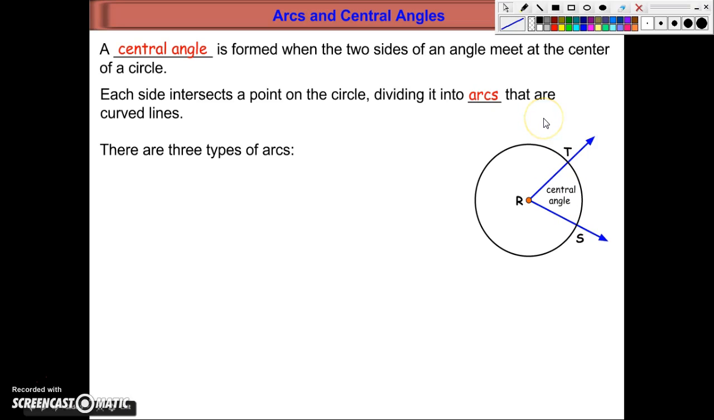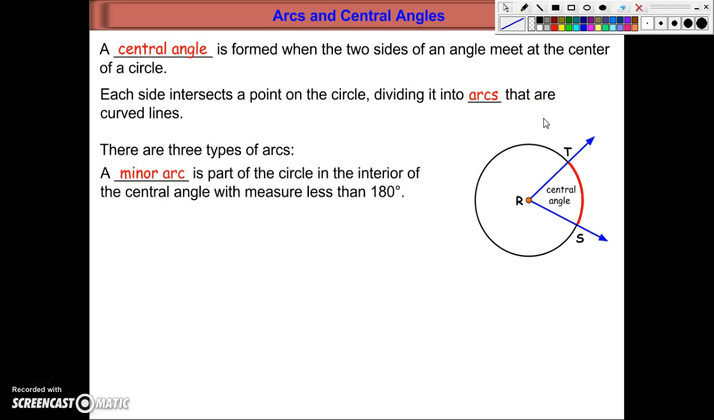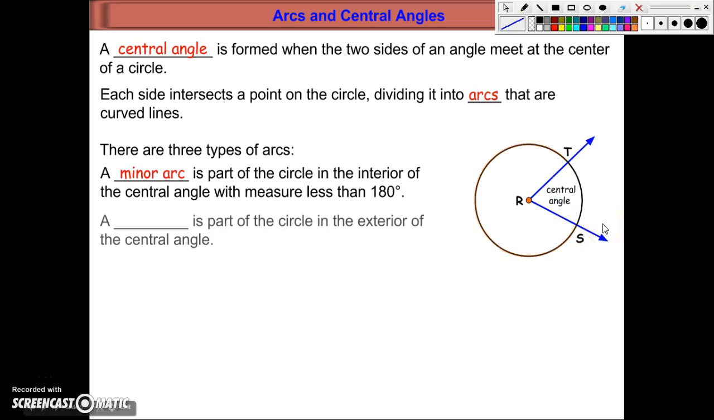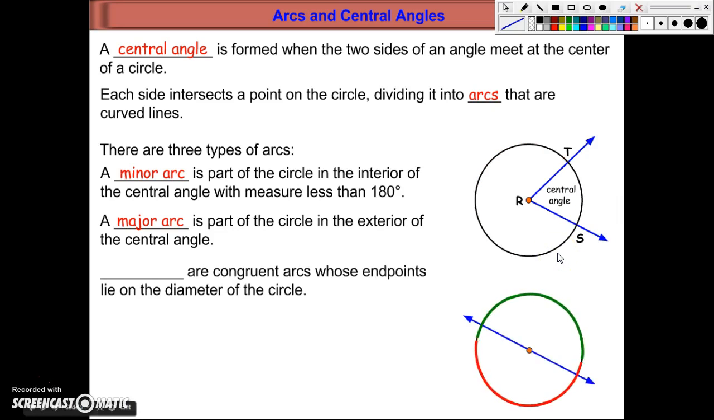There are three types of arcs. A minor arc is part of the circle in the interior of the central angle with a measure of less than 180 degrees. So our red line here, that would be a minor arc. It is contained within the central angle. It's called an intercepted arc, and it is less than 180 degrees. A major arc is a part of the circle in the exterior of the central angle. So now we have our orange line here. And semicircles are congruent arcs whose endpoints lie on the diameter of the circle. So here we have a semicircle in red and we have a semicircle in green.